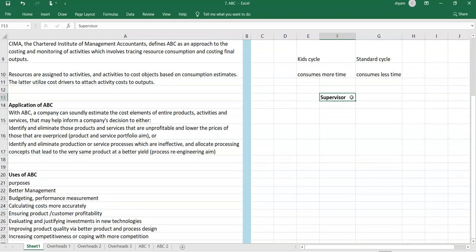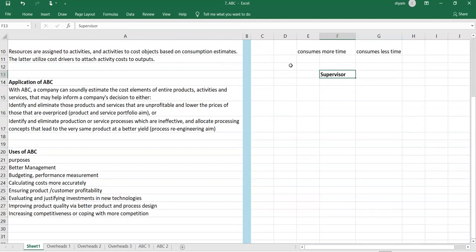So instead of a supervisor, if we have some robotic camera which finds out any mistakes in a particular cycle, we can eliminate the supervisor, and we can just put a camera with artificial intelligence.